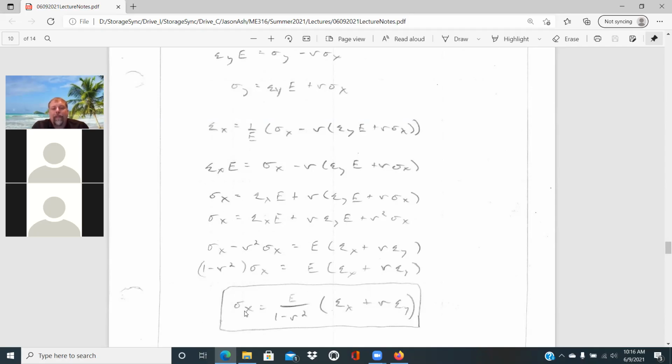So we end up with sigma X is equal to the Young's modulus over 1 minus nu squared times the quantity strain in the X plus nu strain in the Y. And so with that, for the plane stress condition, we can solve then what sigma X is based on the Young's modulus, Poisson's ratio, and the strain in the X and strain in the Y measurements.